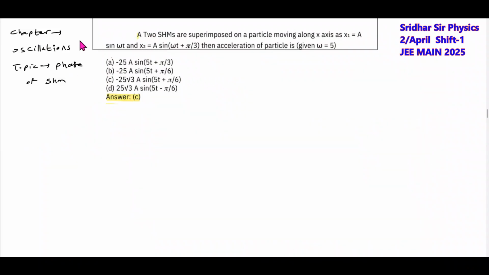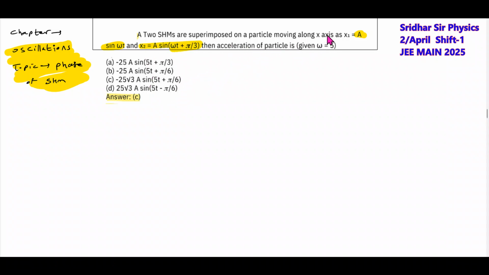We have the next question based on the chapter oscillations. The chapter is based on the oscillations and the phase of SHM. The topic name is phase of SHM. The question is: two SHMs are imposed on a particle moving along x-axis as x1 equal to a sine omega t, x2 equal to a sine omega t. Then it is asking the acceleration of the particle, given omega equal to phi.